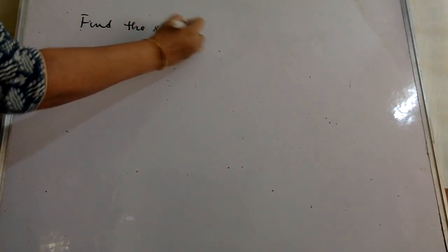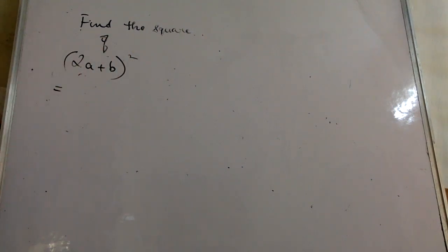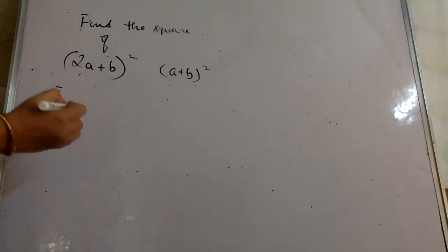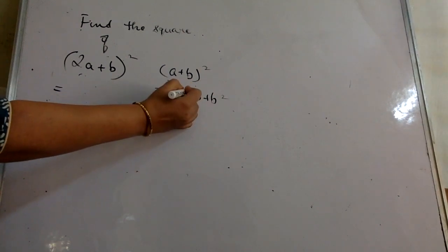Let us then take up the first expansion. It says find the square of 2a plus b. If they say find the square of 2a plus b, they mean it's a whole square. So, we'll have to do this. Then we are going to use the identity a plus b whole square, which is equal to a square plus 2ab plus b square.